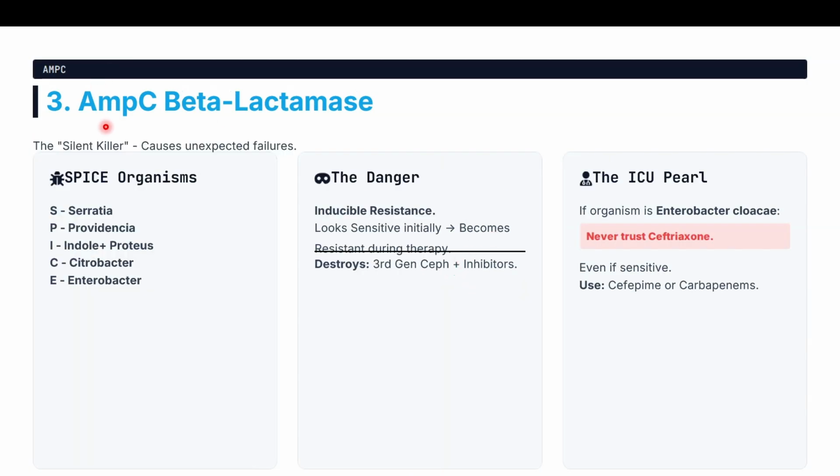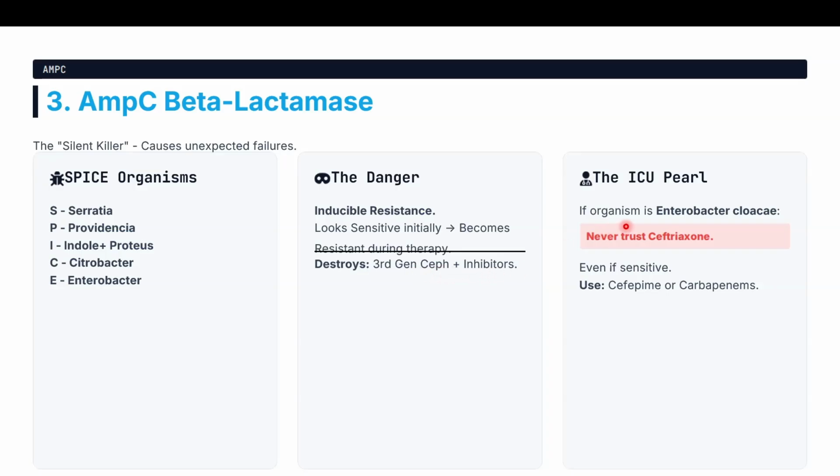So AmpC is another class of beta-lactamases. These are produced by SPICE organisms. These are inducible AmpC producers, the SPICE organisms: Serratia, Providencia, indole-positive organisms, Proteus, Citrobacter, and Enterobacter cloacae. All these organisms produce AmpC beta-lactamases. It is an inducible resistance. It looks sensitive initially to third generation cephalosporins, but later it produces AmpC and becomes resistant to these drugs during the therapy. It destroys third generation cephalosporins and inhibitors.